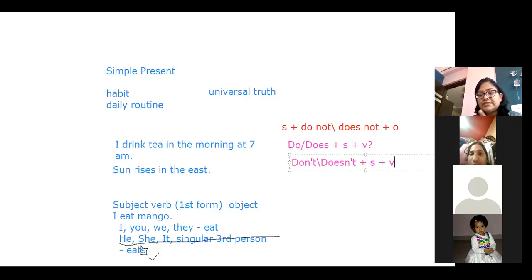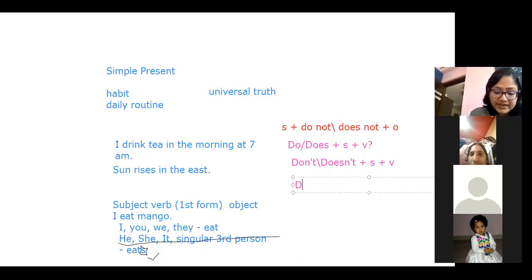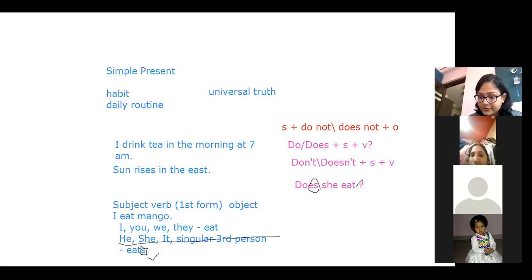Now don't use S again. If you already have does, she, now you don't have to write eats. Does she eat or doesn't she eat? You will not use S. Why? Because in does, you already have S. S is already here. So you will not put any S here. I hope this much is clear to everyone.